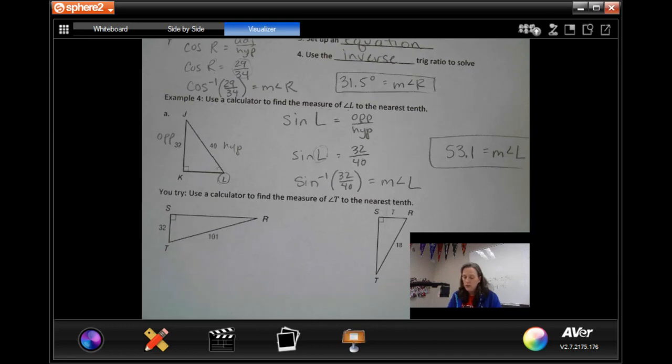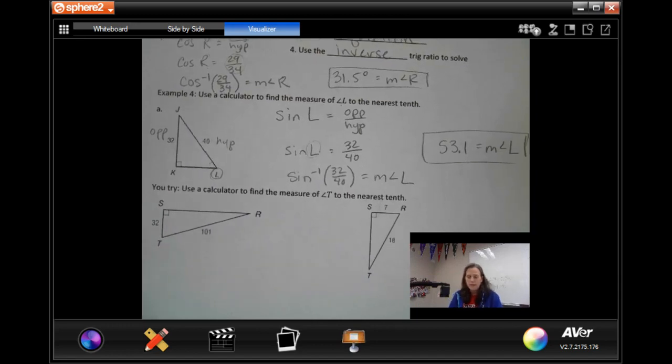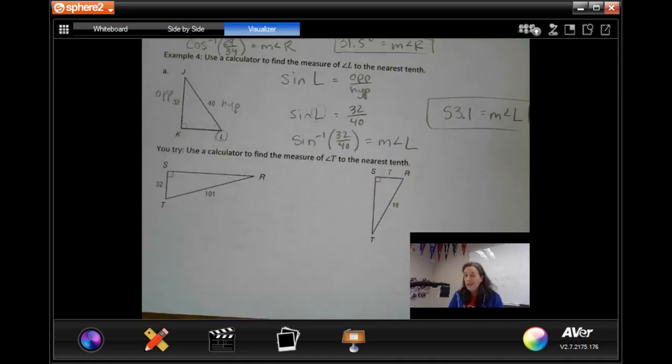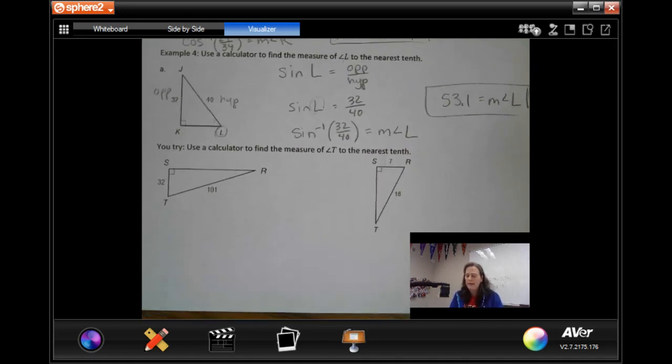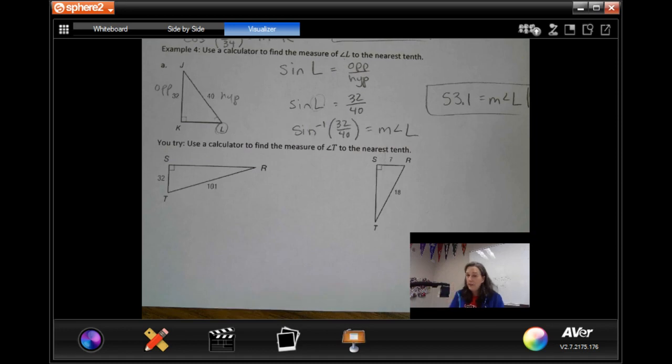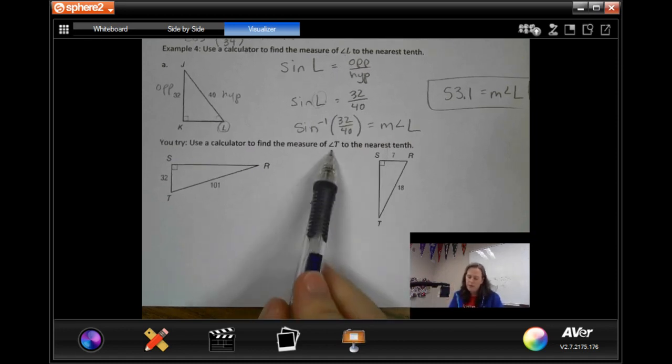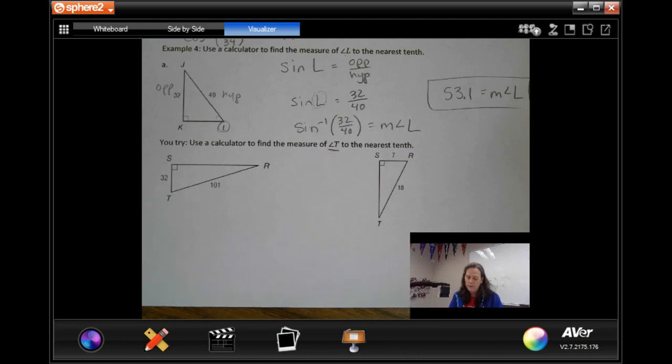Okay, all right, I got two for you to try. Take a few minutes, this will take a few minutes, and label those sides, figure out which trig ratio is the best, and then set up an equation and solve for that missing angle. It says for both of them to look for T. So you'll be doing T and T on each one. All right, pause that and try it out.